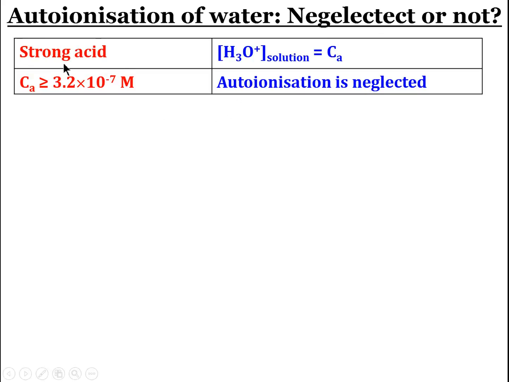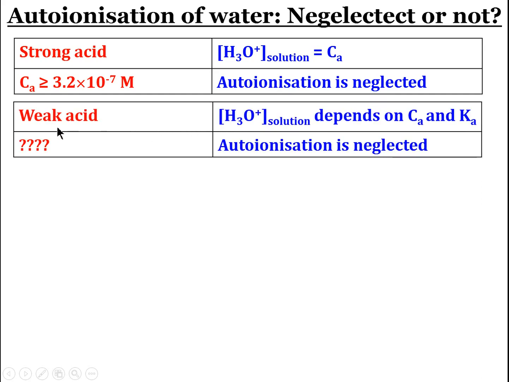In case of strong acid, the concentration of H3O+ released in the solution depends only on the initial concentration of this acid. And we proved previously, when the concentration of the strong acid is greater or equal to 3.2 10⁻⁷ molar, we can neglect the autoionization of water.